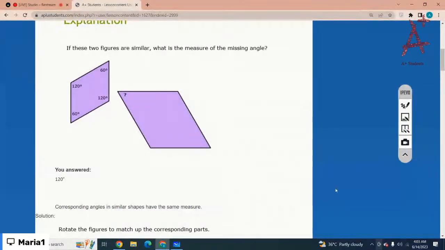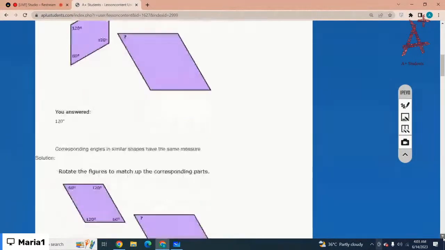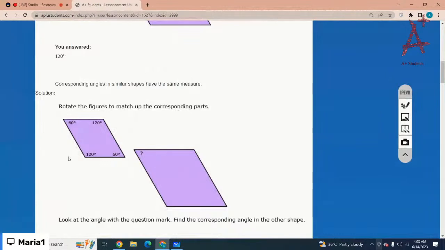Corresponding angles in similar shapes have the same measure. You have to rotate the figure to match the corresponding parts. That's how you rotate the larger image. Now you can see the corresponding angles are 60 degrees. Got it? Let's just start with the practice questions.